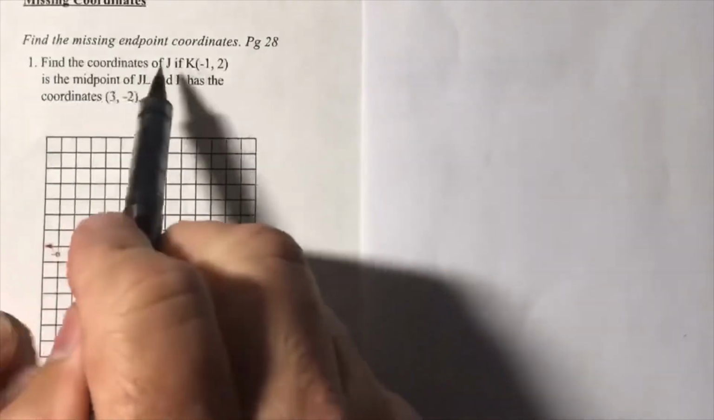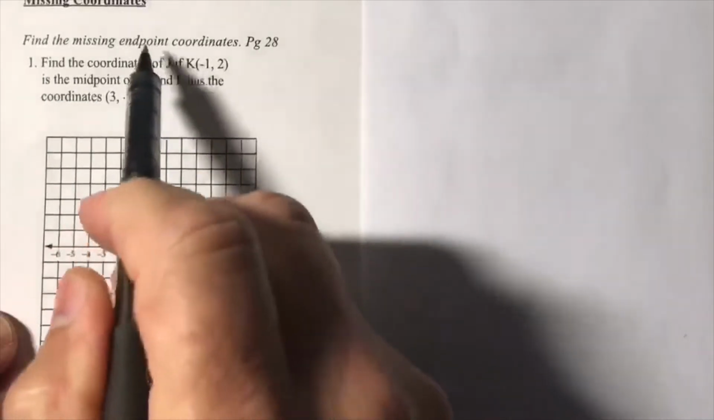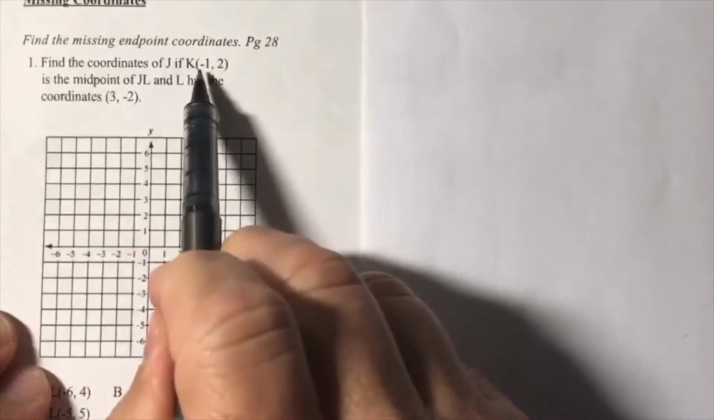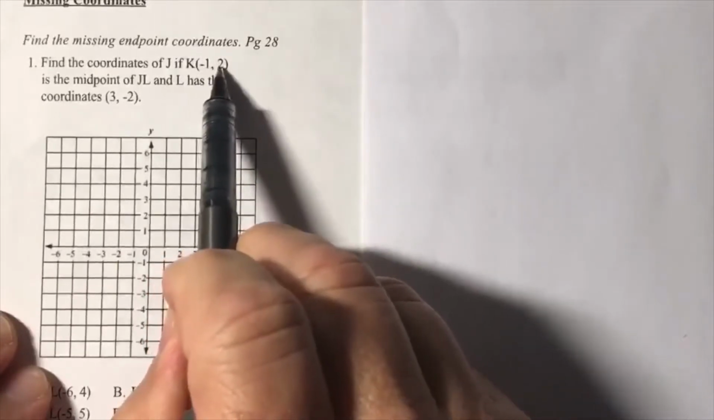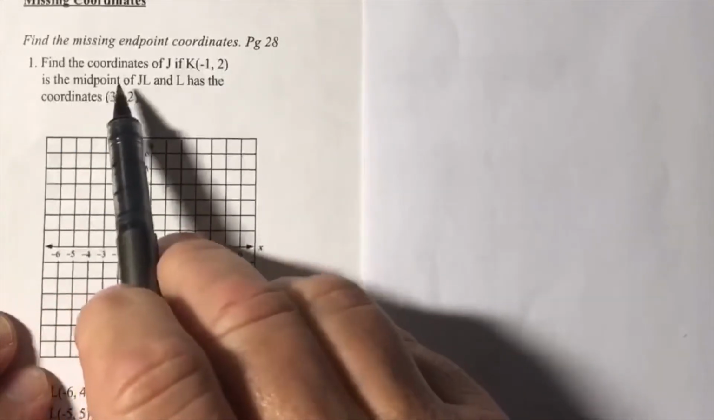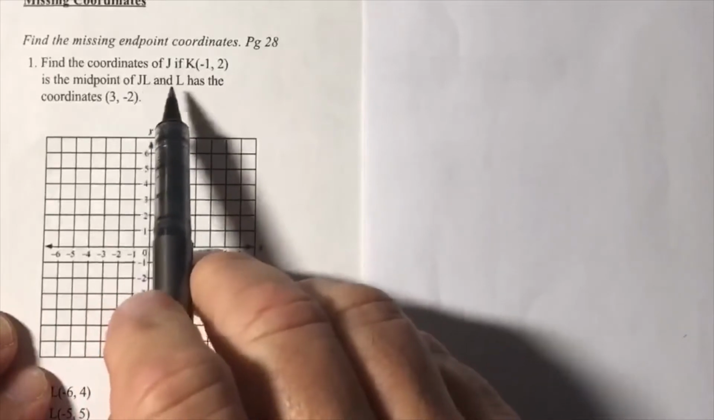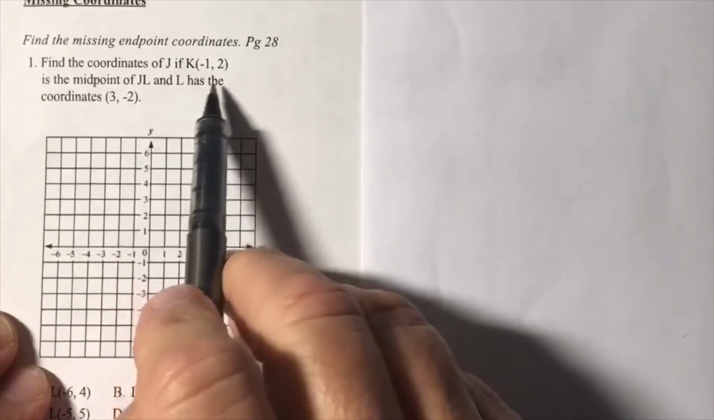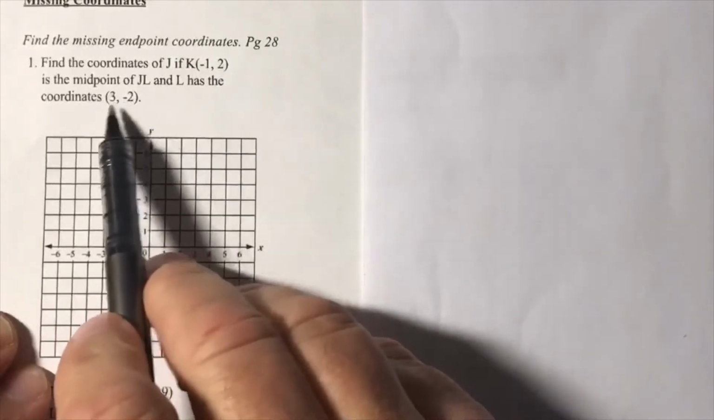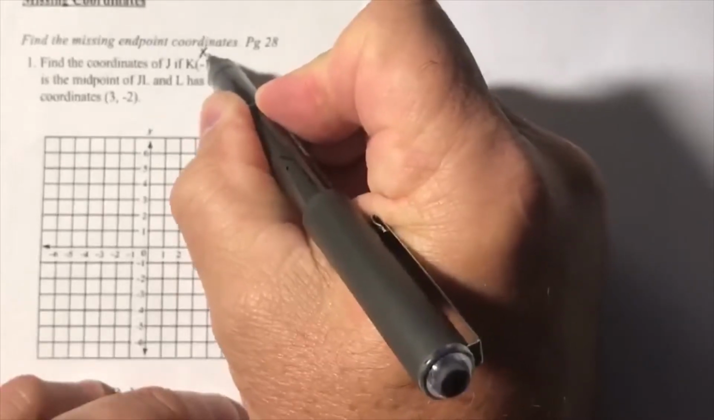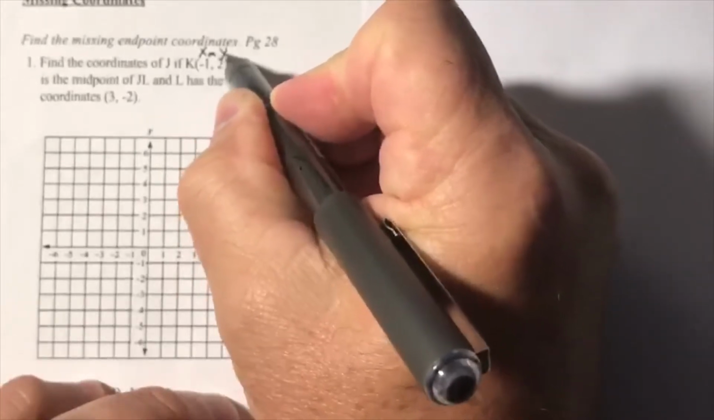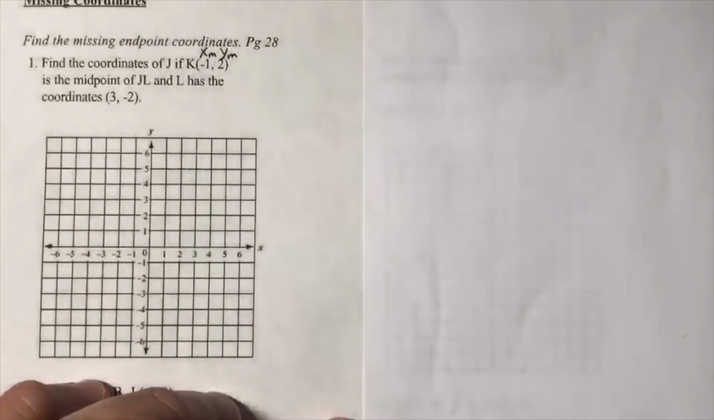Find the coordinates of J if K, negative 1, 2, is the midpoint of JL, and L has the coordinates 3, negative 2. X, M, Y, M. Alright?